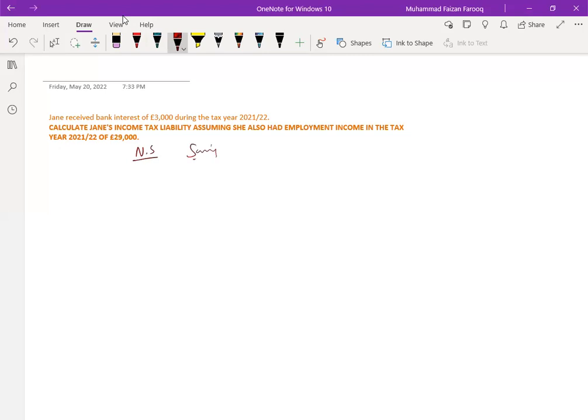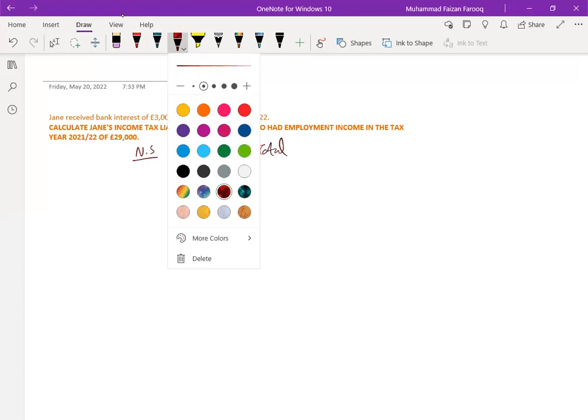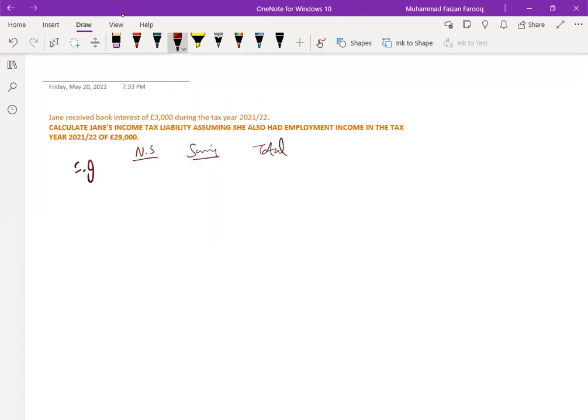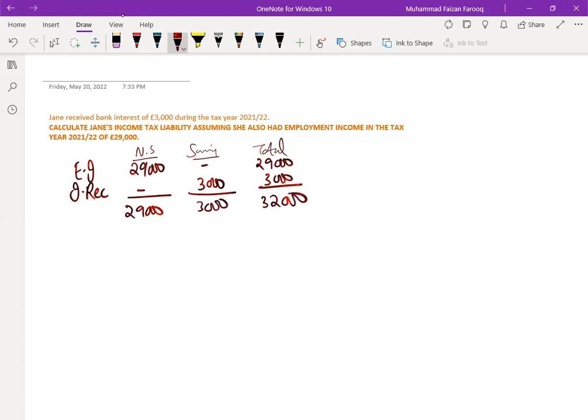Jane received bank interest of £3,000 during the tax year 2021 to 2022. Calculate Jane's income tax liability when she has employment income in the tax year 2021 to 2022 of £29,000. Employment income is now 29,000, while the interest is the same, which is 3,000, giving me a total of 32,000, which is my total income as well as net income. Till here we are okay.